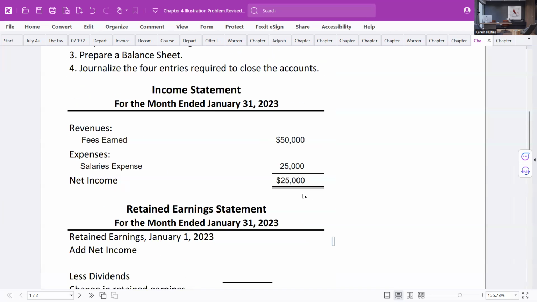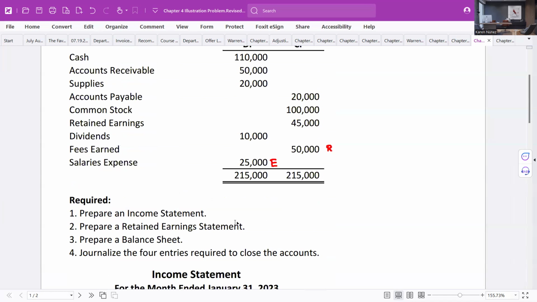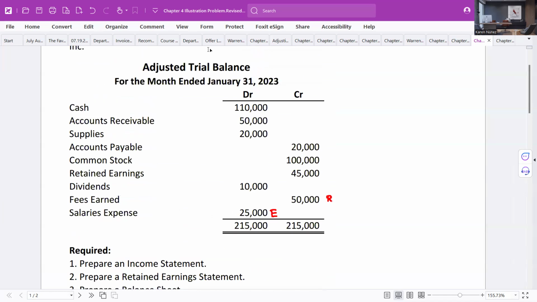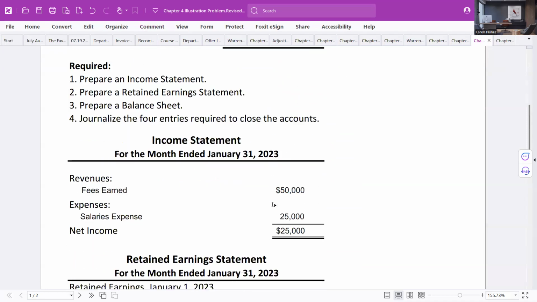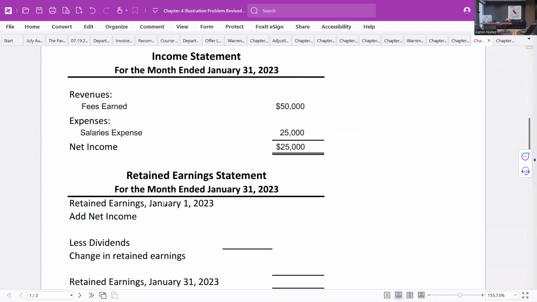So in this case, we want to start with whatever the beginning balance is in retained earnings. So let me identify here that we have retained earnings of 45,000. And let me note here that this is the beginning balance in retained earnings. It's the beginning balance. $45,000 is what we start with in retained earnings. And that's what we use on this retained earnings statement. A retained earnings balance at the beginning of the year, January 1, 2023, that balance of $45,000. Put that here.